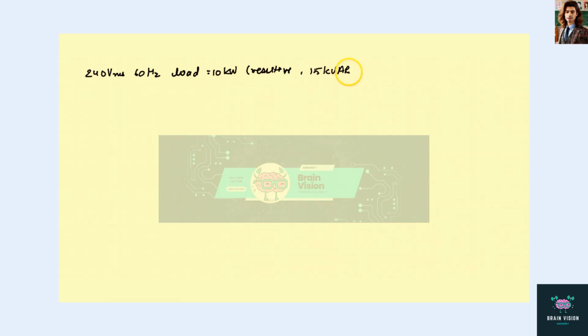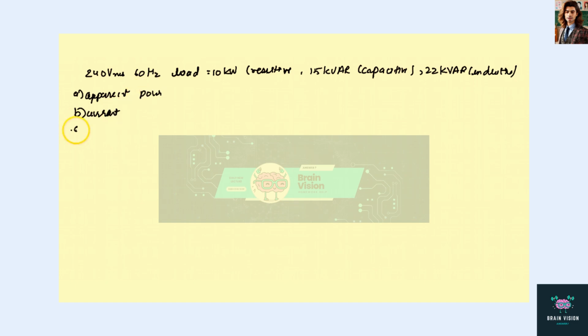A 240 VRMS, 60 Hz supply serves a load that is 10 kilowatt resistive, 15 kVAR capacitive, and 22 kVAR inductive. Find first the apparent power, second the current drawn from the supply, third the kVAR rating and the capacitance required to improve the power factor to 0.96 lagging, and fourth the current drawn from the supply under the new power factor conditions.